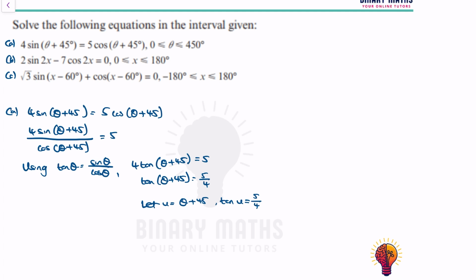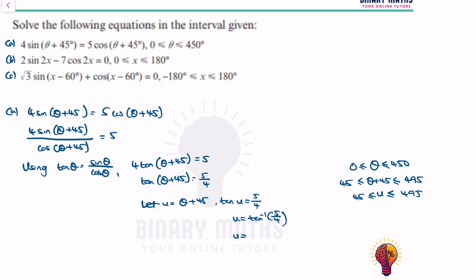So remember, theta we need to just arrange. Theta is between 0 and 450, which means theta plus 45 will be between 45 and 495, because we have to add 45 to 450 and we have to add 45 to 0. So u goes from 45 to 495. So to find u, I need to do inverse tan of 5 over 4.